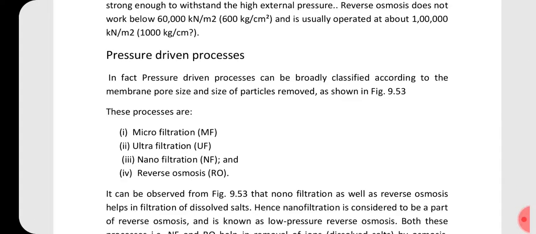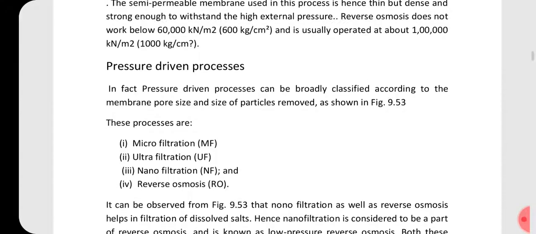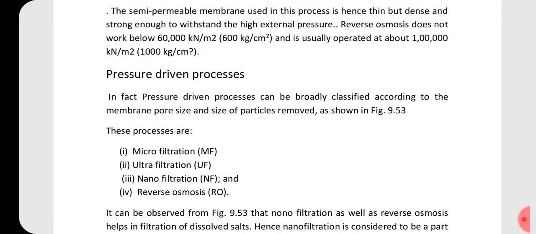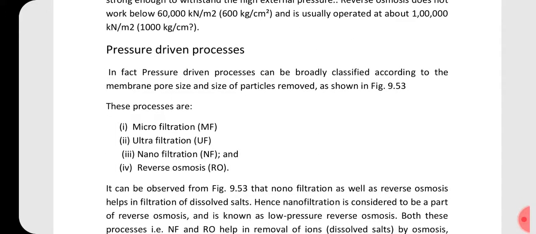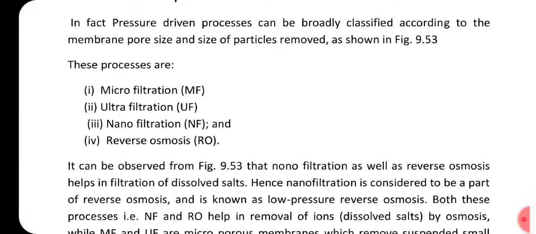So it is a pressure driven force. Now in reverse osmosis, what you have seen is that it is a pressure driven process. As reverse osmosis is highlighted and emphasized in your syllabus, I have explained it in detail. But pressure driven processes are of almost 4 types. See, these processes are microfiltration, that is MF. Second is ultrafiltration, that is UF. Third is nanofiltration, that is NF. And fourth is reverse osmosis, that is RO.